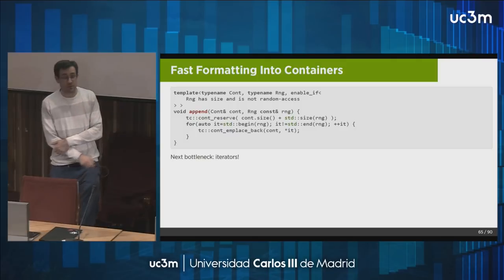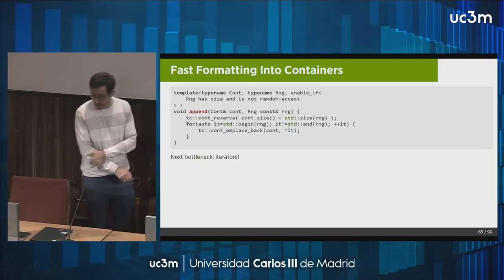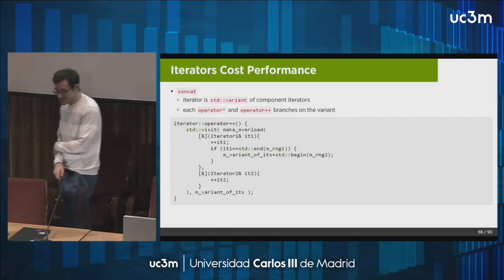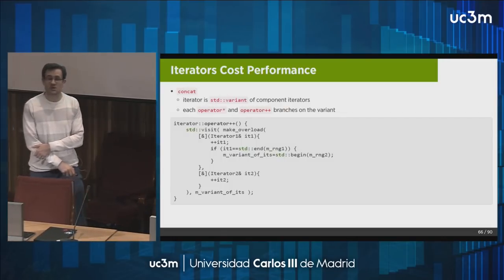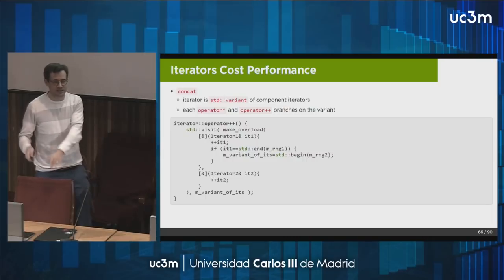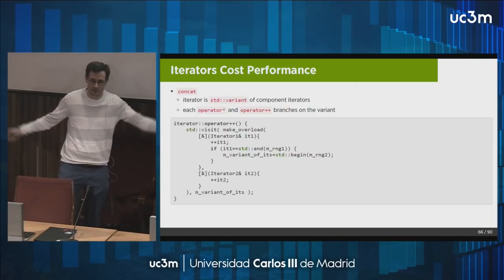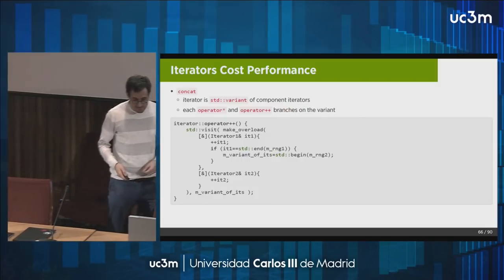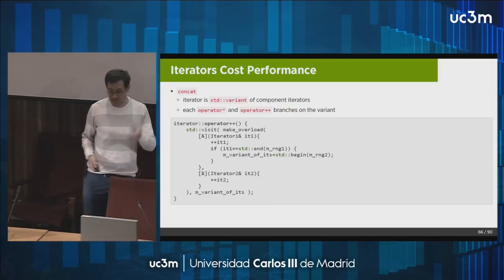Okay, next bottleneck, iterators. What's the problem with iterators? Let's look at the iterators of concat. We use concat a lot here, right? We always concatenate our components, so we want to make the concatenation efficient.